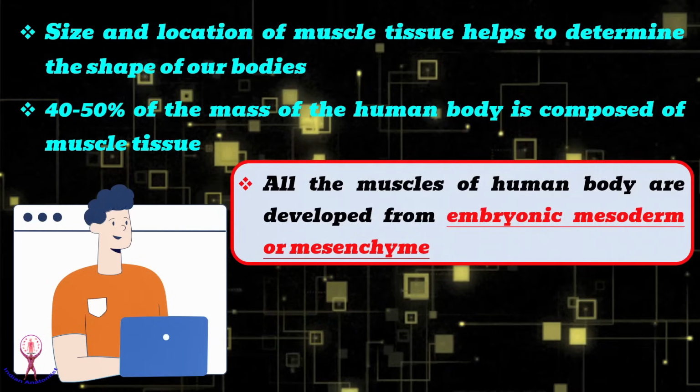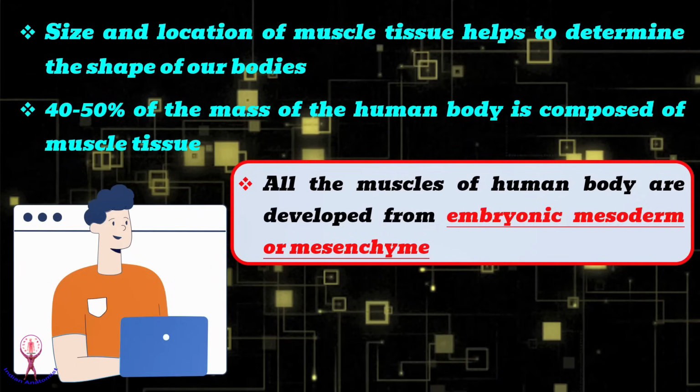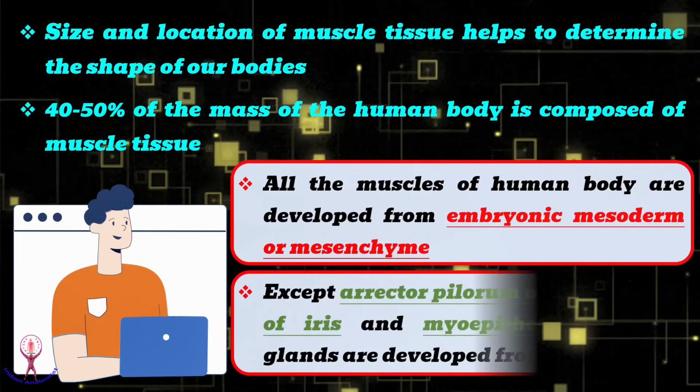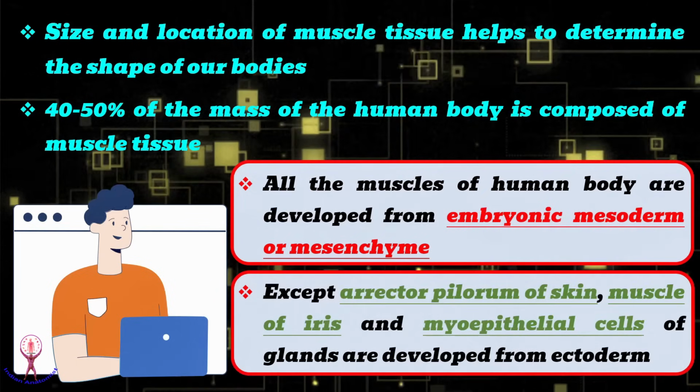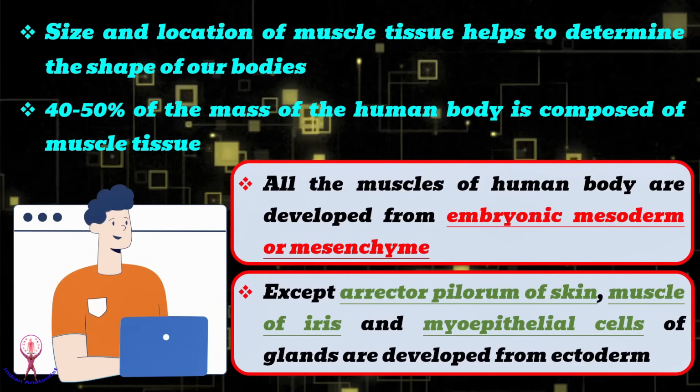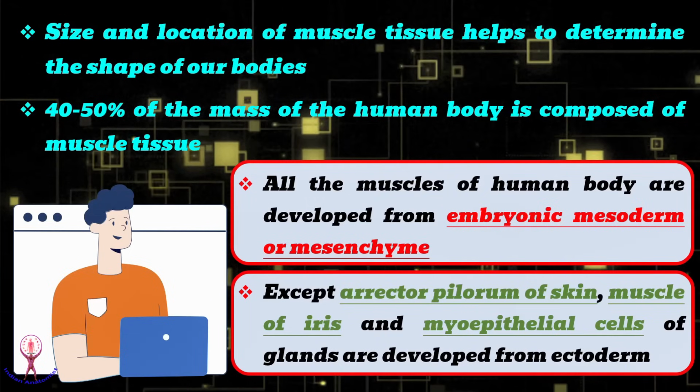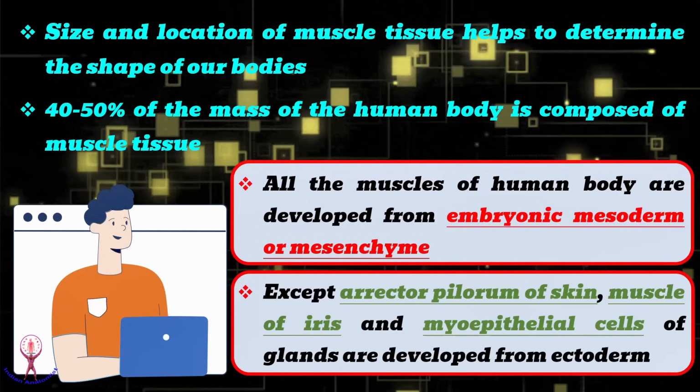All the muscles of the human body develop from embryonic mesoderm or mesenchyme, except the arrector pili of skin, muscle of the iris, and myoepithelial cells of glands, which develop from ectoderm.